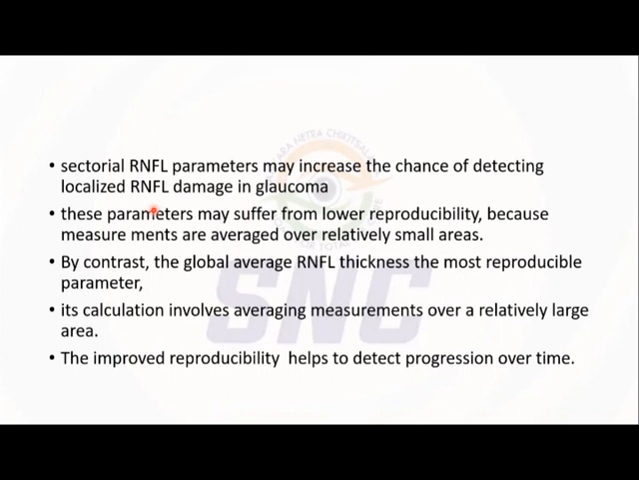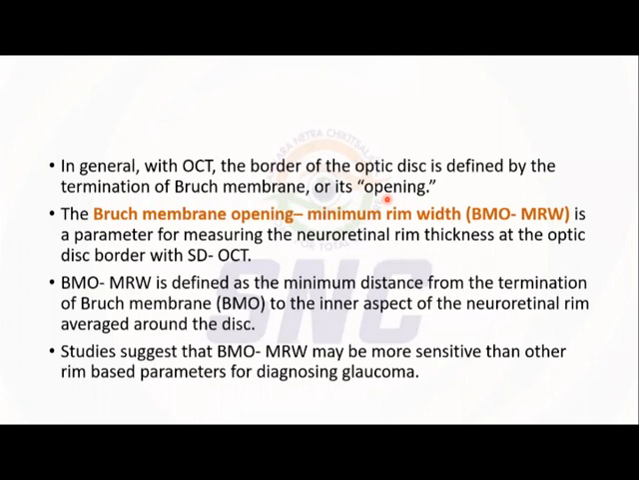Yes, sir. Good. And the sectoral RNFL parameters may increase the chances of detecting localized RNFL damage in glaucoma. These parameters may suffer from lower reproducibility because the measurements are averaged over relatively small areas. In contrast, the global average RNFL thickness is the most reproducible parameter, and its calculation involves averaging the measurements over relatively large areas, so it has improved reproducibility and helps to predict progression over time.